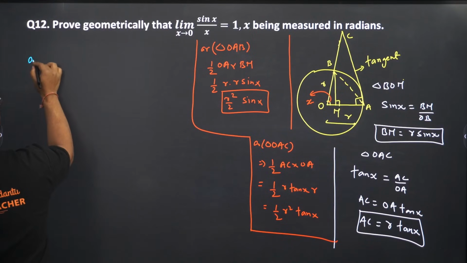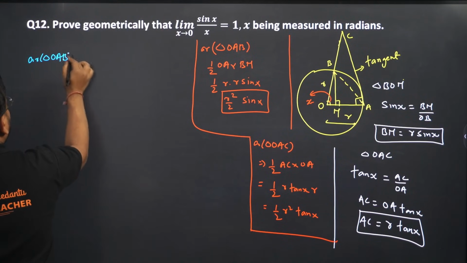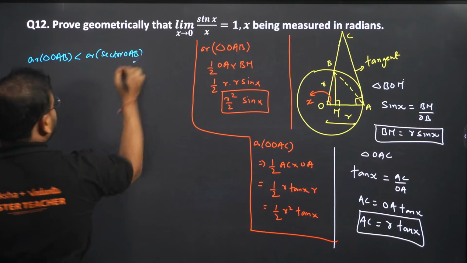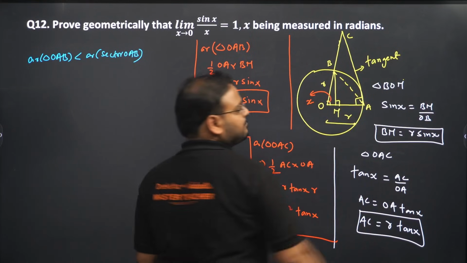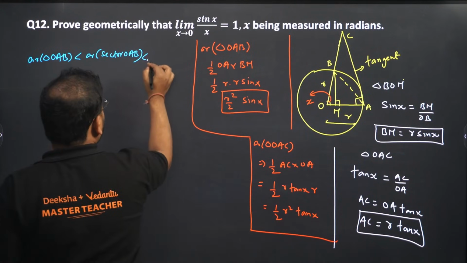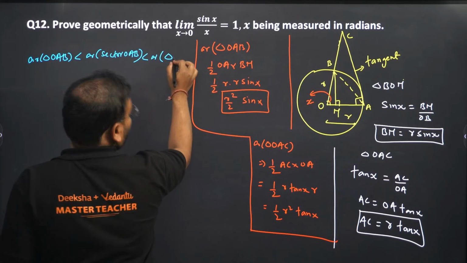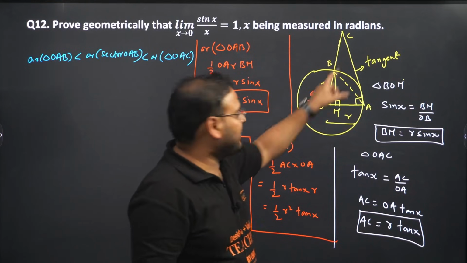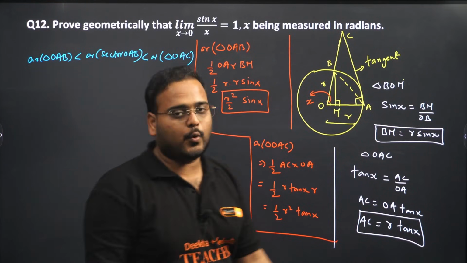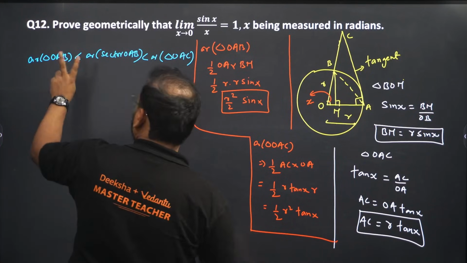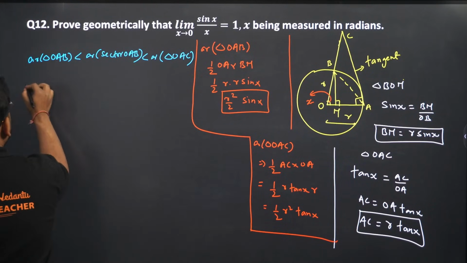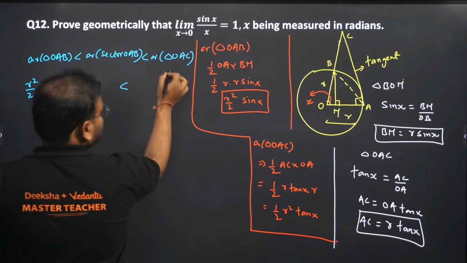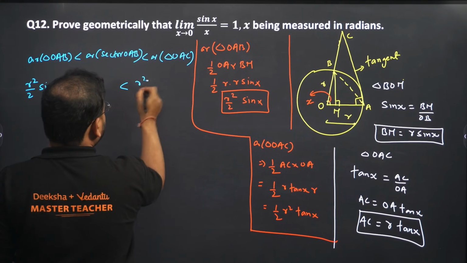Area of triangle OAB is less than area of sector OAB, or not? Check here. The sector OAB is this part of the circle, and that is less than the area of triangle OAC. Makes sense? The area of the small triangle is less than the area of the sector, which is less than the area of the bigger triangle OAC. We have the values, right? OAB is coming as R square by 2 sin x, and this is coming as R square by 2 tan x.